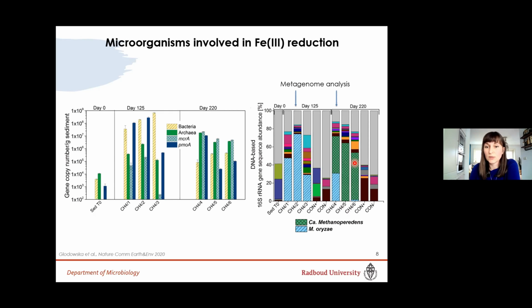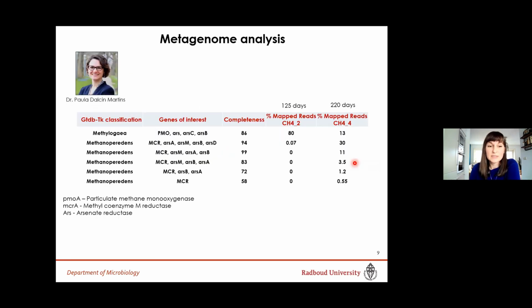So we decided to look into a metagenome also. We picked up just 2 samples to look a little bit deeper into it. And that was done by my current colleague from my current lab, Paula, who analyzed the metagenome. And well, she indeed confirmed that the microorganisms that we saw in my amplicon sequencing, such as Methylogaea, carry the pmoA gene, so the gene involved in aerobic methane oxidation, particularly methane monooxygenase.